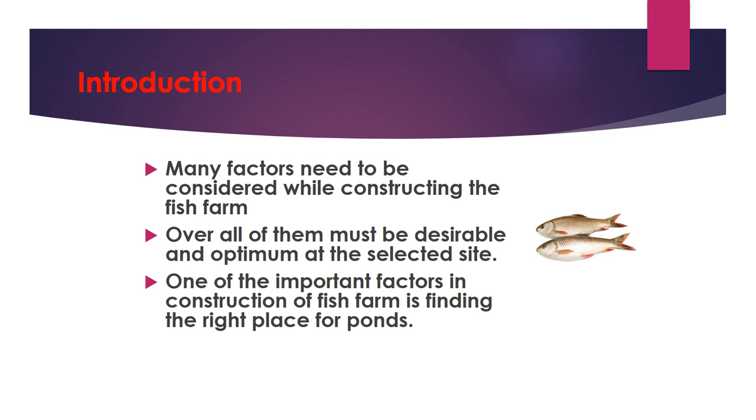If the telephone lines are near the ponds, they may damage the pond and other places, as you know very well. Electric supply or electric poles are also harmful. Many factors need to be considered while constructing the farm or the pond. Overall, the selected site must be desirable and optimum. One of the important factors in the construction of a fish farm is finding the right place for the ponds.